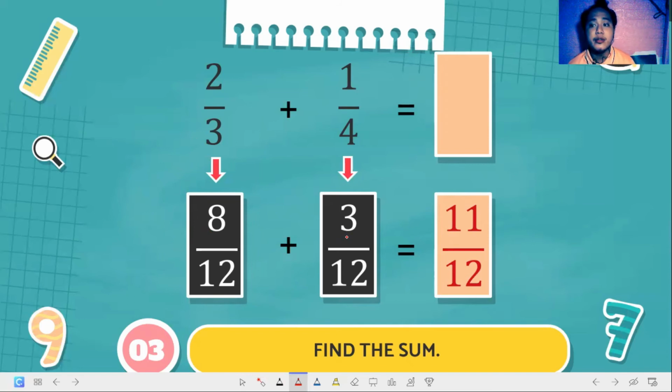How about this 2/3 plus 1/4? It is also the same because we just transformed them into their equivalent fractions with respect to our least common denominator. All right. With that, can I see the raise hand button if you understand the steps in adding dissimilar fractions? I can see none.